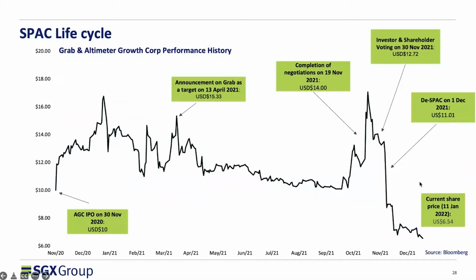If we were to look at what has happened this year, we have seen a sharp fall in the share price of Grab. At the early part of this year, it was below the price where the SPAC was listed, trading at about $6. But if we were to look at it yesterday, then it'd be closer to about $3 per share.